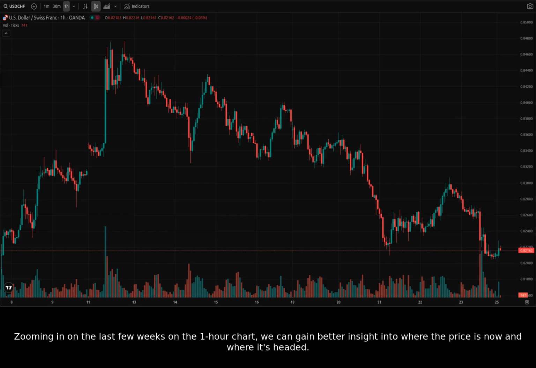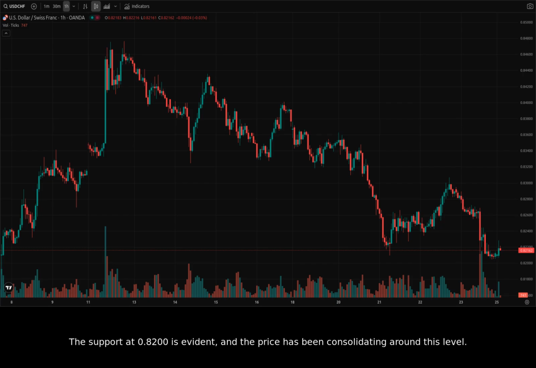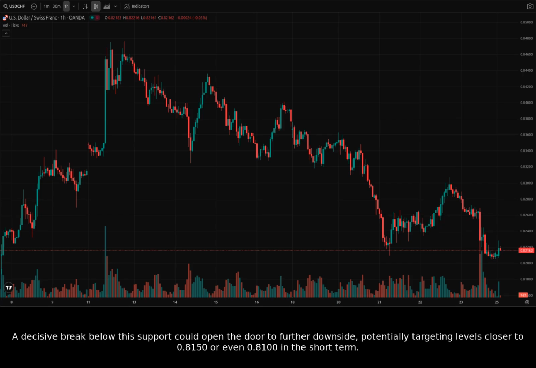Zooming in on the last few weeks on the 1-hour chart, we can gain better insight into where the price is now and where it's headed. The support at 0.8200 is evident, and the price has been consolidating around this level. A decisive break below the support could open the door to further downside, potentially targeting levels closer to 0.8150 or even 0.8100 in the short term.